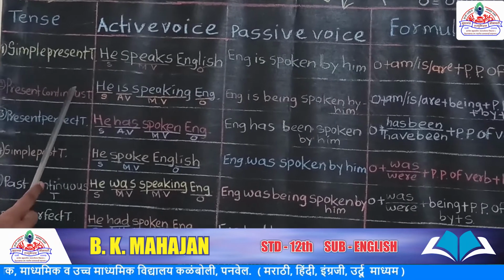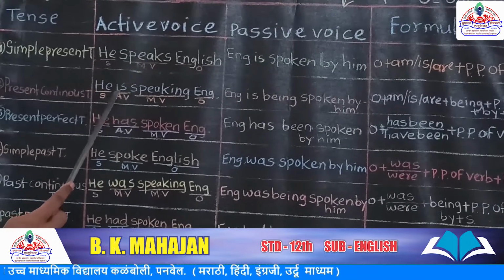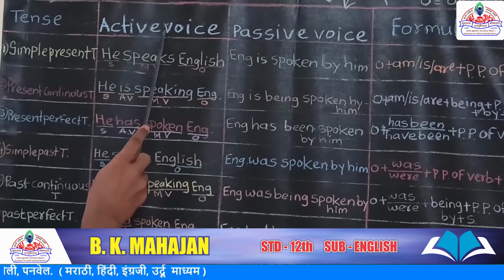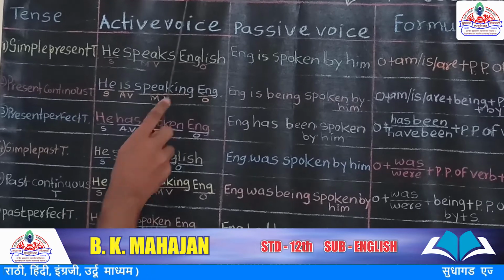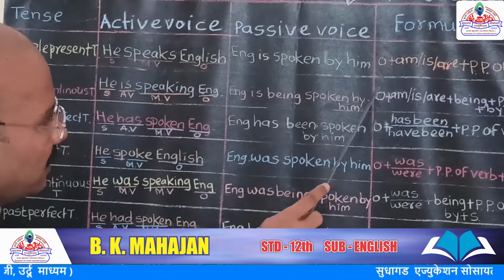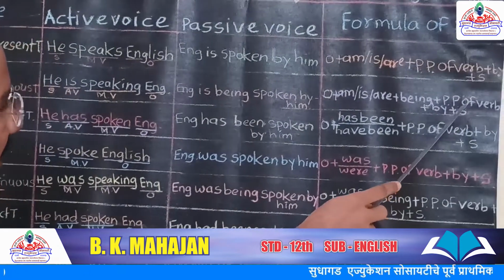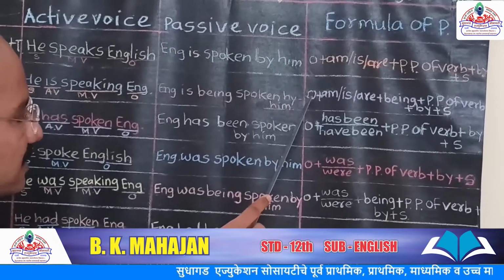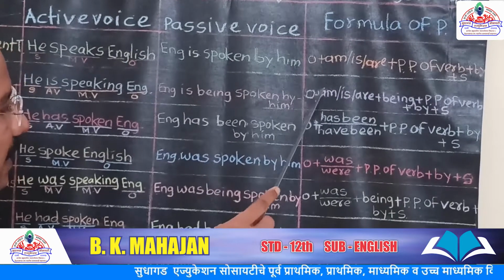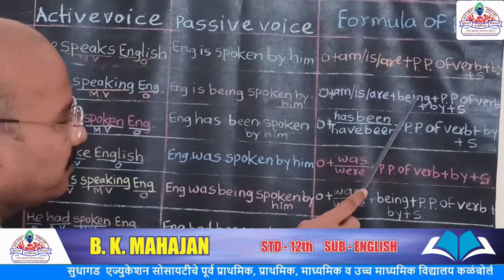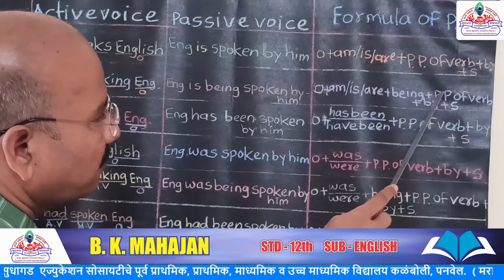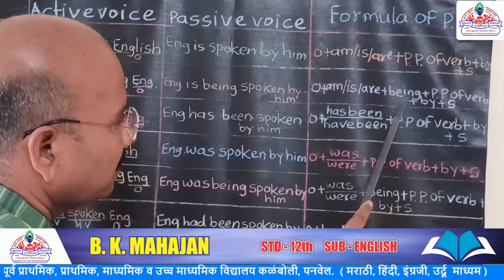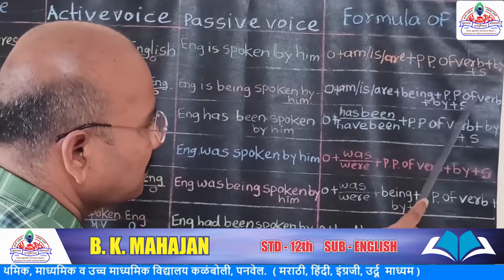Second, present continuous tense. He is speaking English. It is the sentence of active voice. This sentence is converted in passive voice with the help of this formula. This formula is object, am is are plus being plus third form of verb or past participle of verb plus by plus subject.